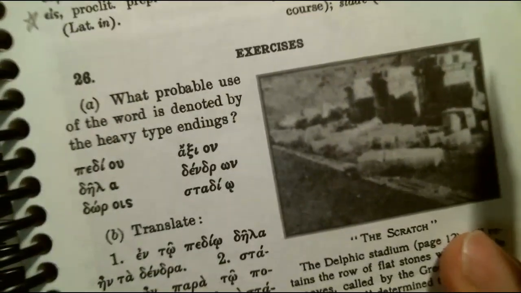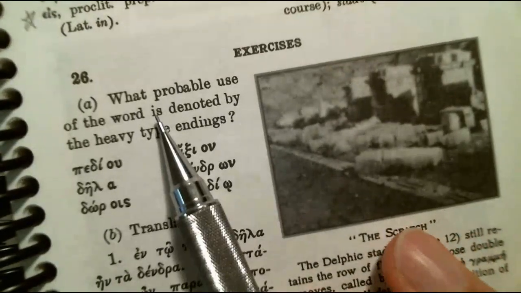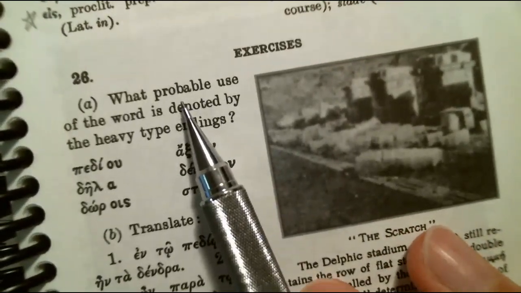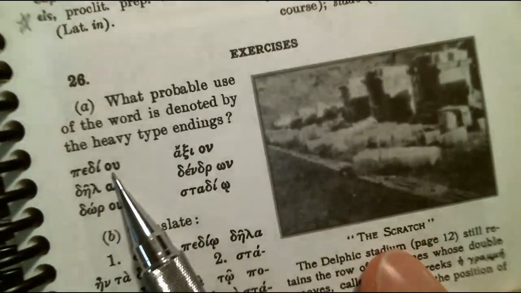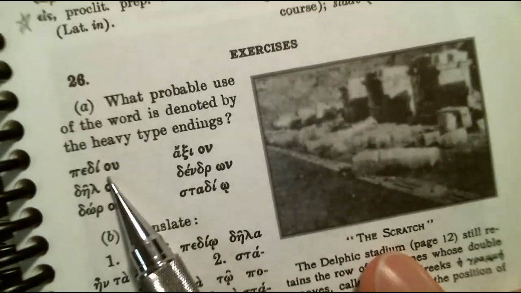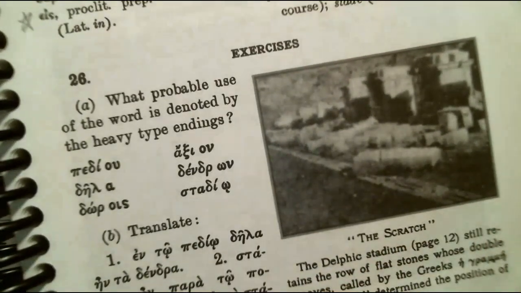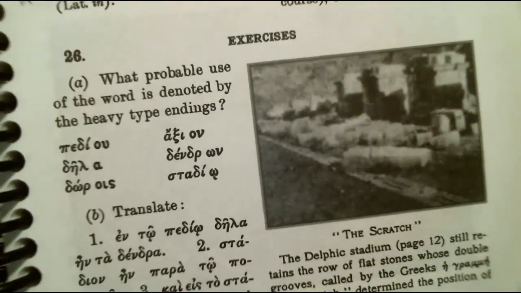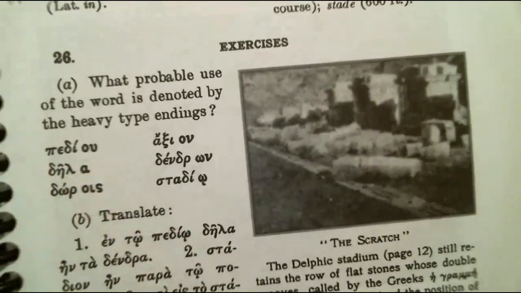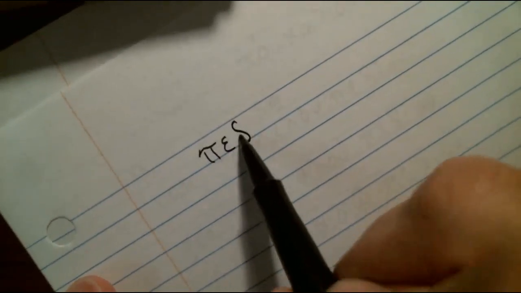Okay. Exercises here. They're asking what is the probable use of the word denoted by the heavy type endings. What I'm going to ask you to do is not to tell me this is going to be accusative of place to which, or this is going to be dative of place where. I just want you to parse the word. So we'll take pediou, and I'll show you what I mean by that. I want you to parse and tell me all the possible parsings. Okay, so let me just spell this out for you. So we have pediou.